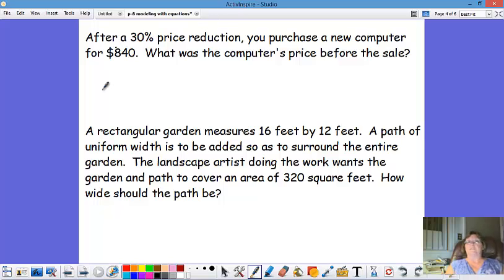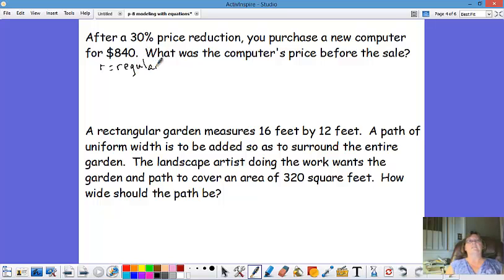Oh, it's totally different. After a 30% price reduction, you purchase a new computer for $840. What was the computer's price before the sale? Okay, so what we're looking for is the price before the sale, or the regular price. I'm going to use an R for that and let R equal the regular price.